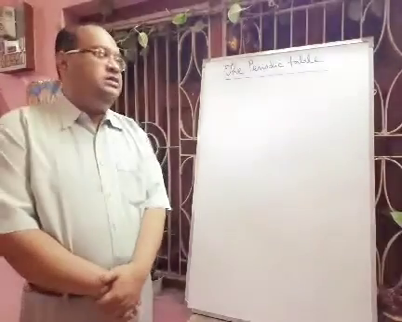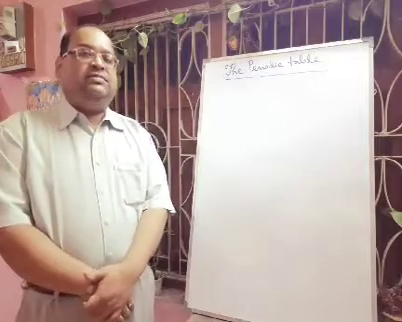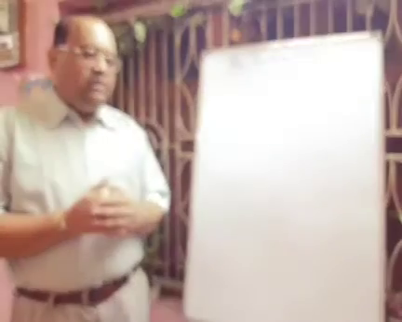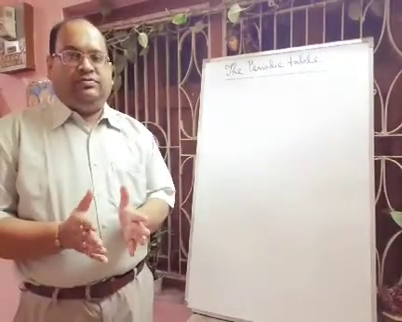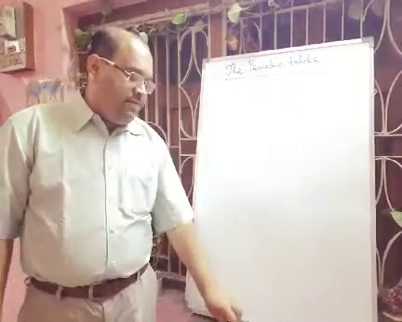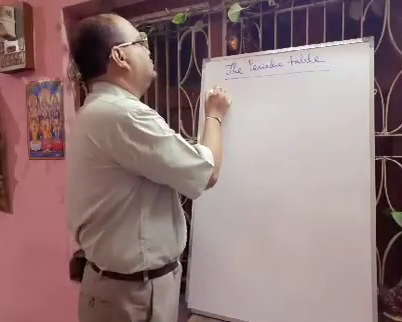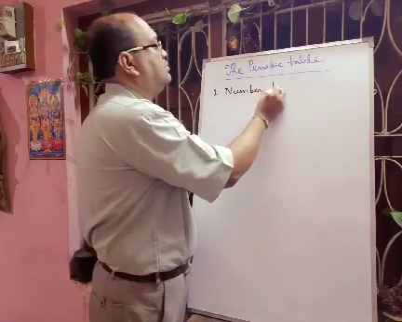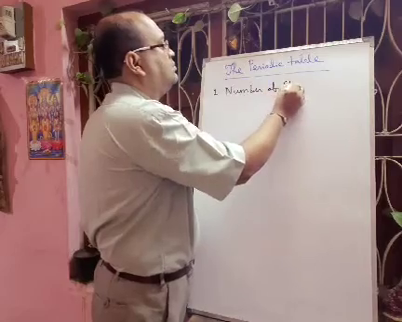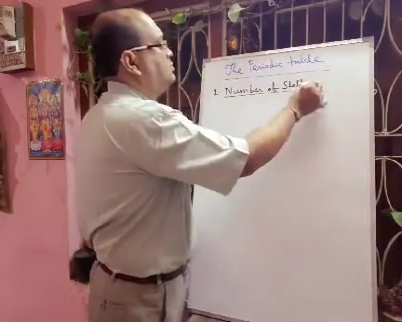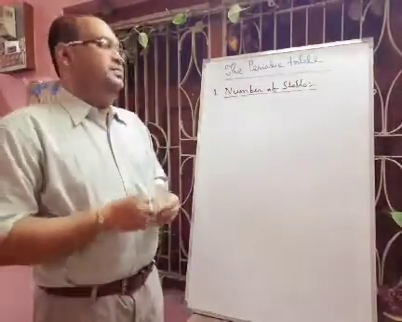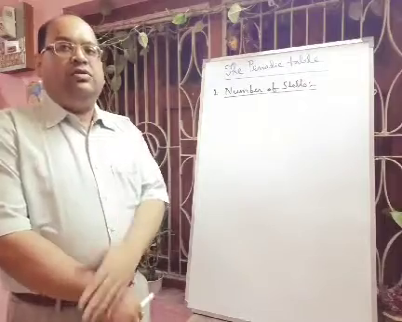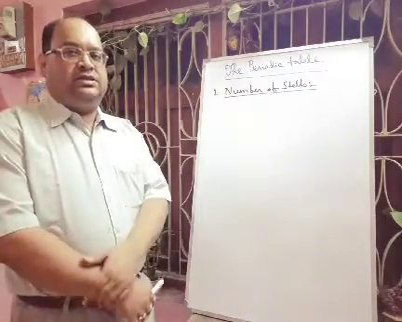Now today we will start from the general characteristics, that means the variation of different things in the period as well as in the group. First we will discuss the number of shells. An element belongs to the period which is equal to its number of shells.